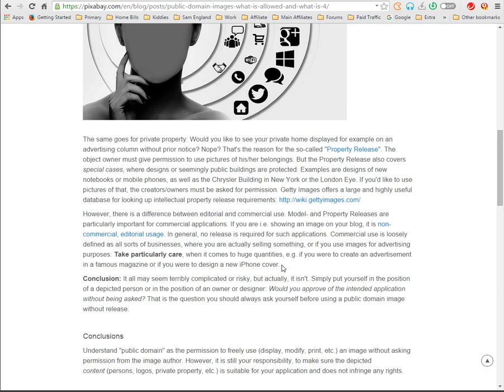Conclusion: it may seem terribly complicated, but really isn't. Simply put yourself in the position of the depicted person, or the position of the owner or designer of the product you're showing, or the property you're showing. Would you approve of the intended application without being asked? If the answer is yes, you're probably safe. If it's no, you definitely need to get permission. This is a question you should always ask yourself before using a public domain image without release.